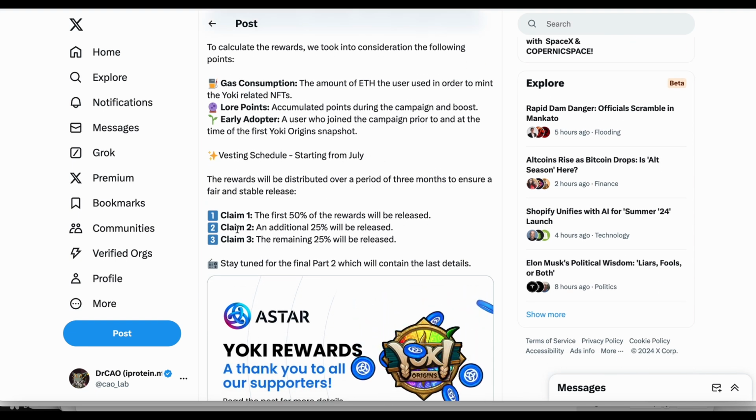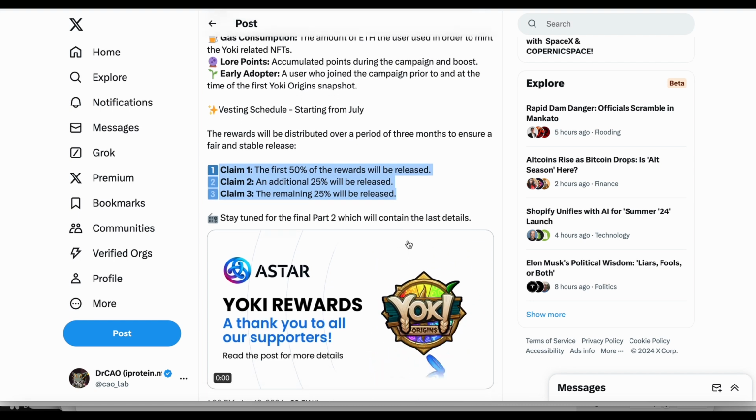Then for the rewards, they are going to have 3 stages. The claim 1 would be 50%. Then the claim 2, claim 3 would be the rest of 25%. So stay tuned for this Yokai.